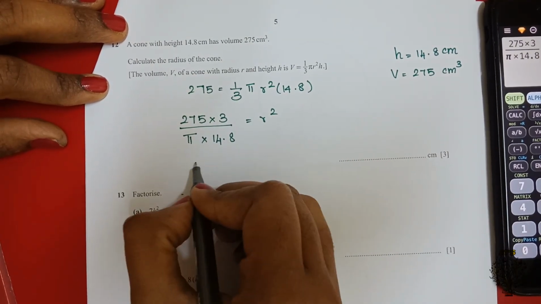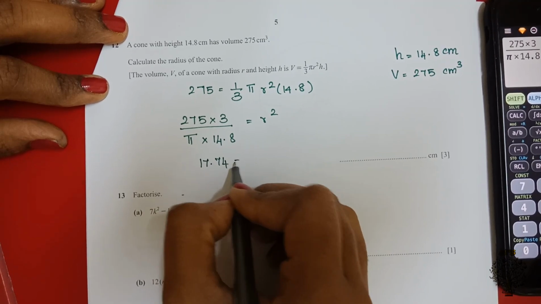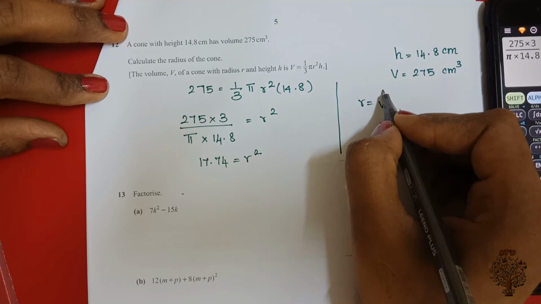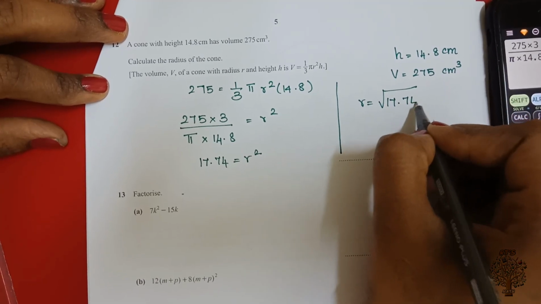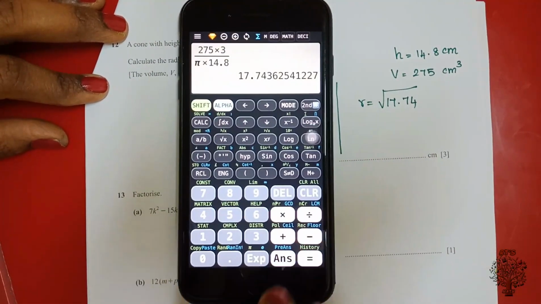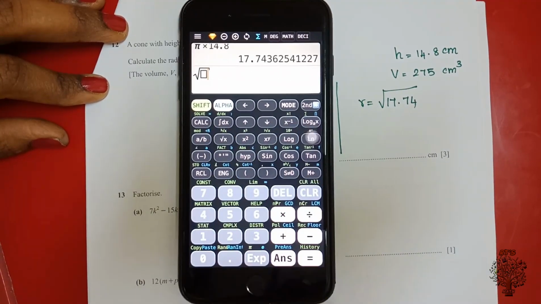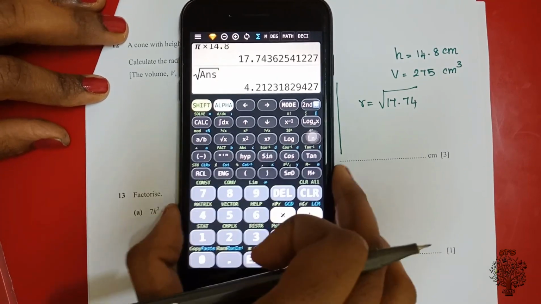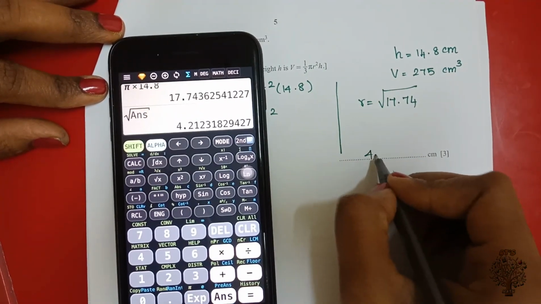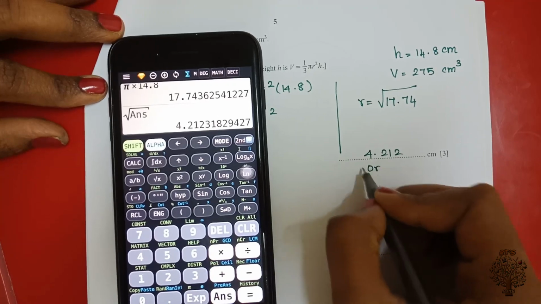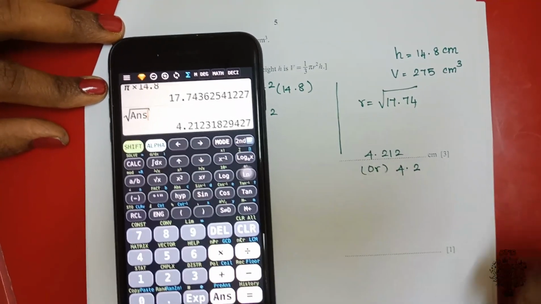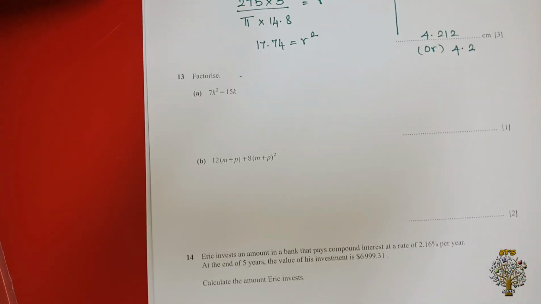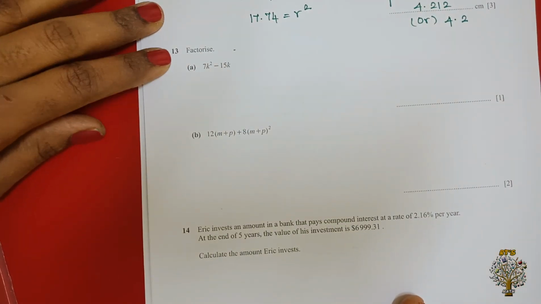So I'll be writing here 17.74 is equal to r square. Now I can state r is equal to square root of 17.74. We will be taking our calculator. Very simple. In the calculator, directly write square root of answer. That gives you 4.212. I'll be writing here 4.212, or I can simply state here 4.2 centimeters. Clear? Now factorize.